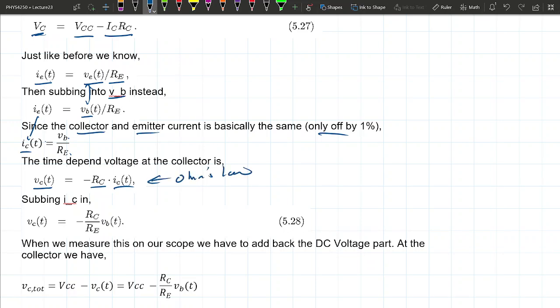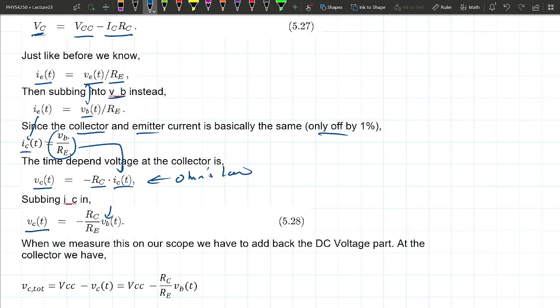Okay. Well, look at this. I have this to substitute exactly into here, right? So that means the time-dependent part of the voltage at the collector is going to be whatever the voltage at the base is times this ratio of RC over RE. Okay? With a negative sign. It's actually going to flip the signal.